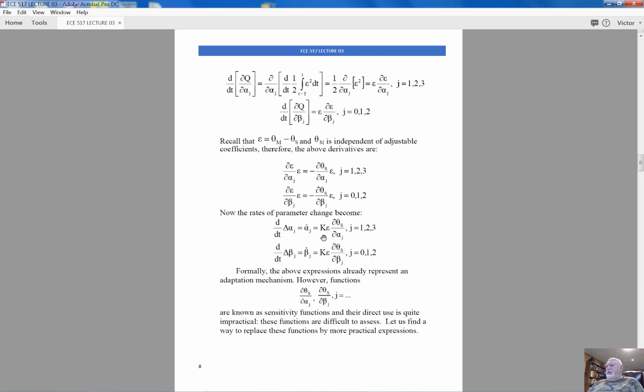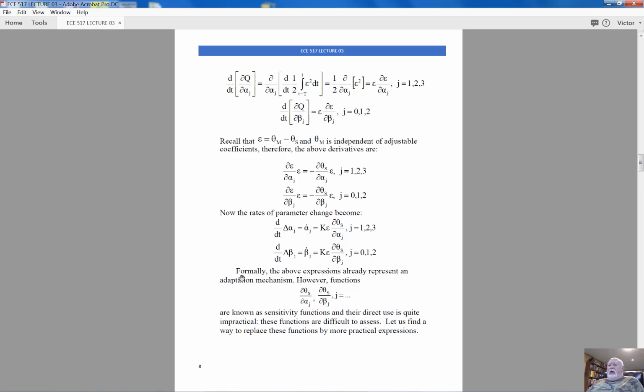And what we have finally is the rate of change of parameters alpha 1, alpha 2, alpha 3, which is defined as a plus positive constant k times the error times the derivative of the output of the adjustable system with respect to parameters alpha 1, alpha 2, alpha 3. The same is true for the rate of change of parameters beta dot. It is equal to a constant times the error times the derivative of the output of the adjustable system with respect to beta 1, beta 2, and beta 3.